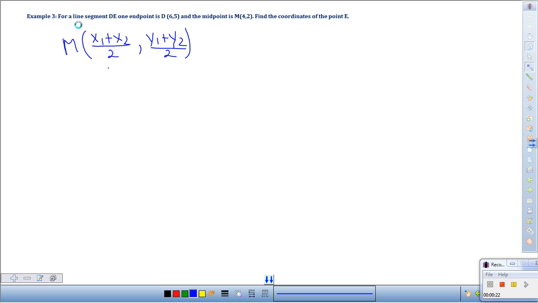Now, in this example, I have a line segment DE, and as always, please draw a sketch of your specific problem. So this is my line segment D and E, and D is a point defined by the coordinates 6 and 5. For this line segment, I do know the midpoint of the line, which is M, defined by the coordinates 4 and 2. And the problem is asking me to find the coordinates of the point E.